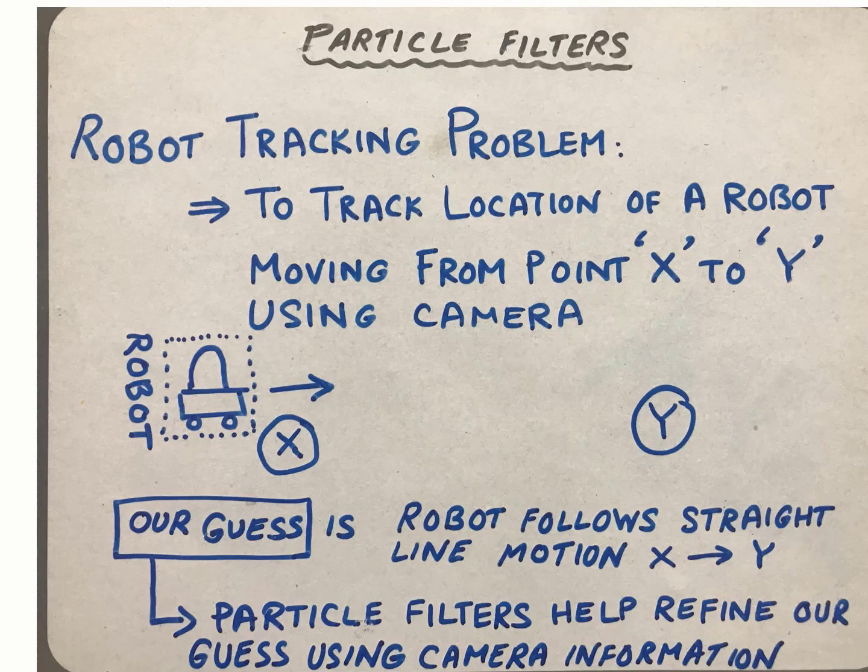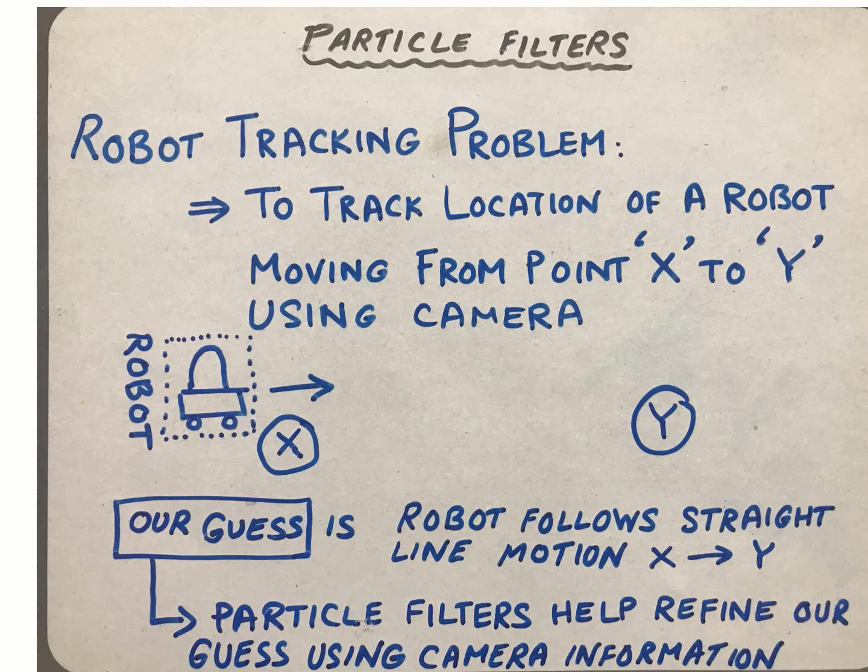then we need to come up with what we call the robot motion model, and we are going to come up with some guess. So the simplest guess would be that the robot is going to follow a straight line motion. So it's going to go from point X to somewhere close to point Y by following a straight line, right? And so this is our guess.